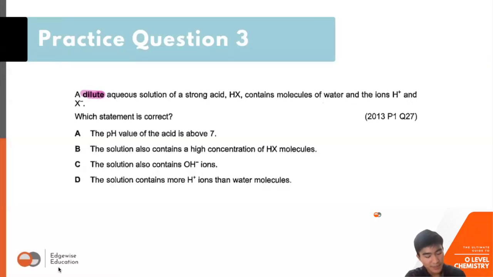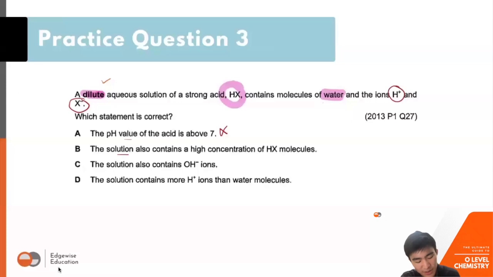Okay, let's discuss. Now, I have a strong acid HX. They contain molecules of water. Why? Because it is dilute. Dilute means I add a lot of water inside, right? Ions H plus and X minus. Now, number one, pH value of acid above 7, definitely wrong. Acid is less than 7, right? Everybody knows this.